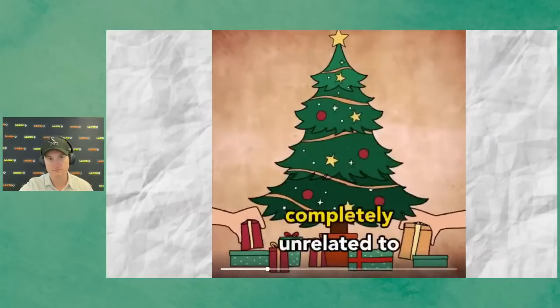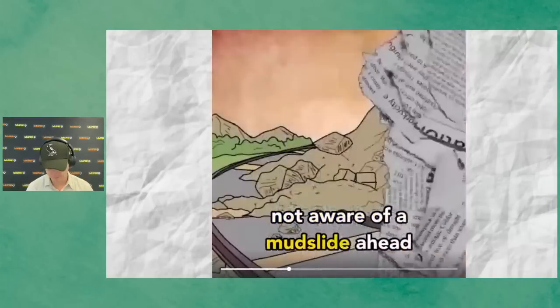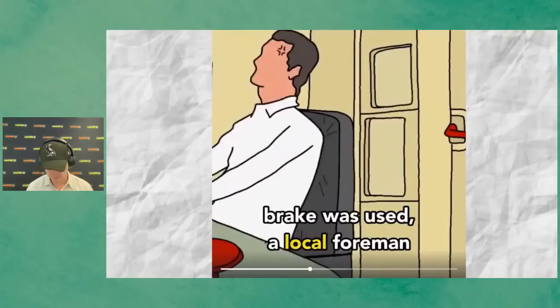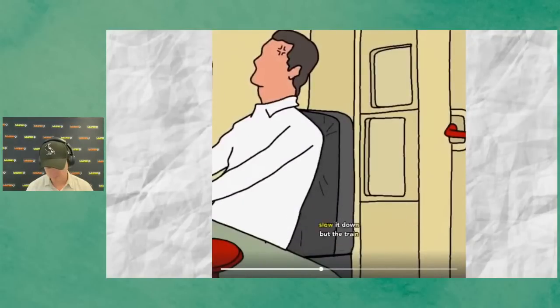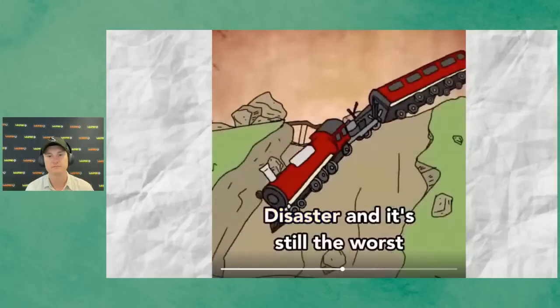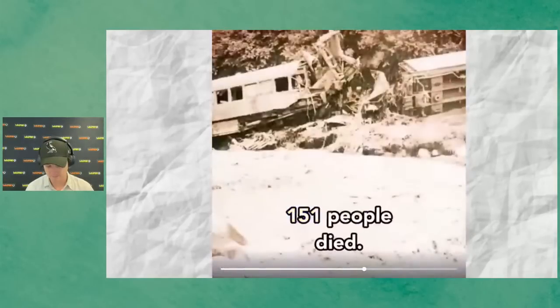Back in New Zealand, and completely unrelated to the cricket, a train driver was not aware of a mudslide ahead of him, and at the last moment the emergency brake was used. A local foreman also tried sandbags to slow it down, but the train went into the river. They call it the Tangawai disaster, and it's still the worst rail accident in the history of New Zealand.